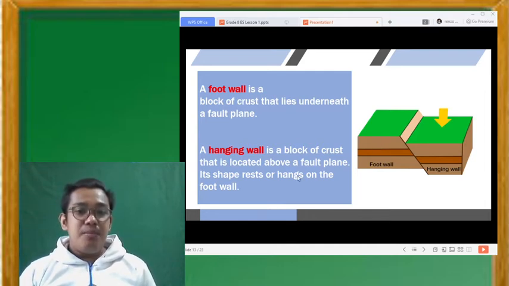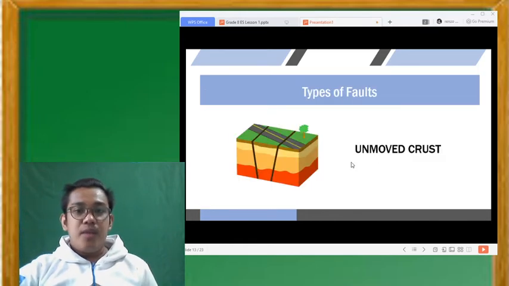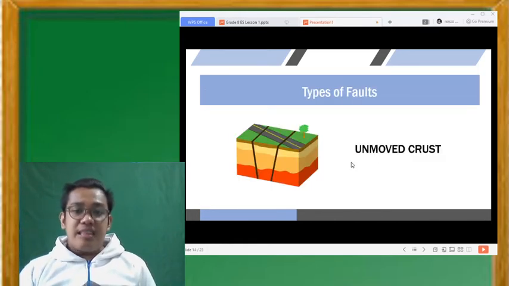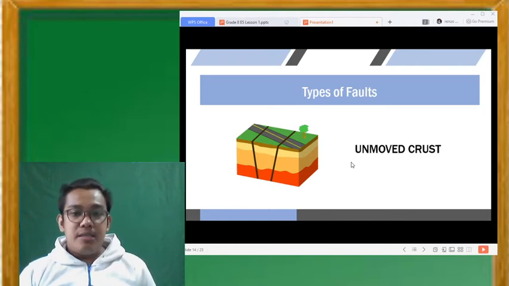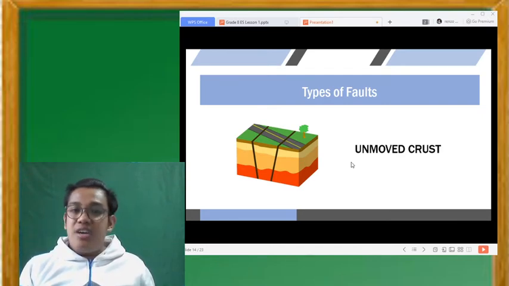All right, a hanging wall. A hanging wall is a block of rock that is located above the fault plane. Its mass rests or hangs on the footwall. That is the hanging wall. We have three types of faults. The first one is the unmoved rock, where there is a fault but no movement of the rock happens.